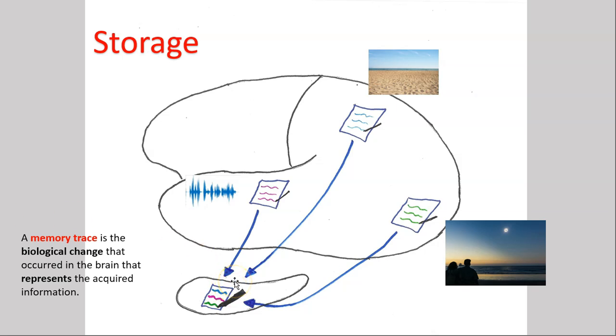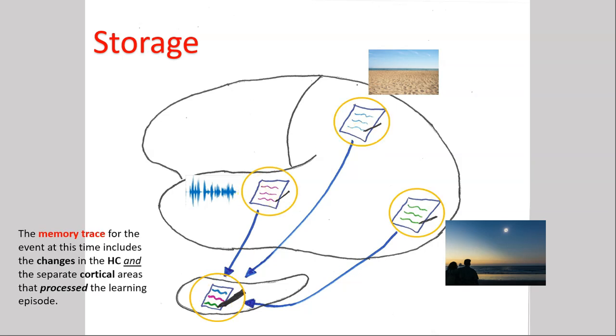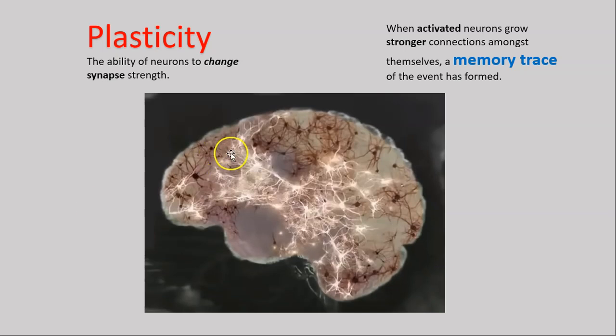Again, just to review our vocab, a memory trace is the biological change that occurred in the brain that represents the acquired information. The biological change involved the growth of stronger synapses among neurons in these different locations of the brain. So the full memory trace for the event includes not only the cortical memory traces, but also the hippocampal memory trace that links them. Again, plasticity is what allows this to happen. Neurons can change synapse strength, and when they do so, we call that the formation of a memory trace.